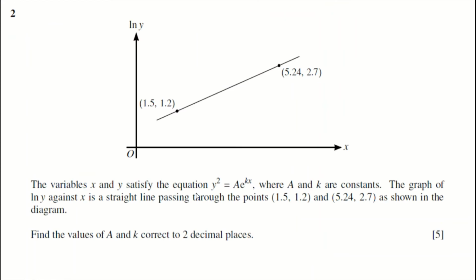Here again another equation involving ln y and x. So the original equation is given as y squared equals a e to the power kx, and they have converted it into a linear format and drawn the straight line, and they have given us 2 points: 1.5 comma 1.2 and 5.24 comma 2.7. So what we should first do is take logarithm of this equation on either side and convert it into a straight line linear format of ln y and x. Let's try and do it first.